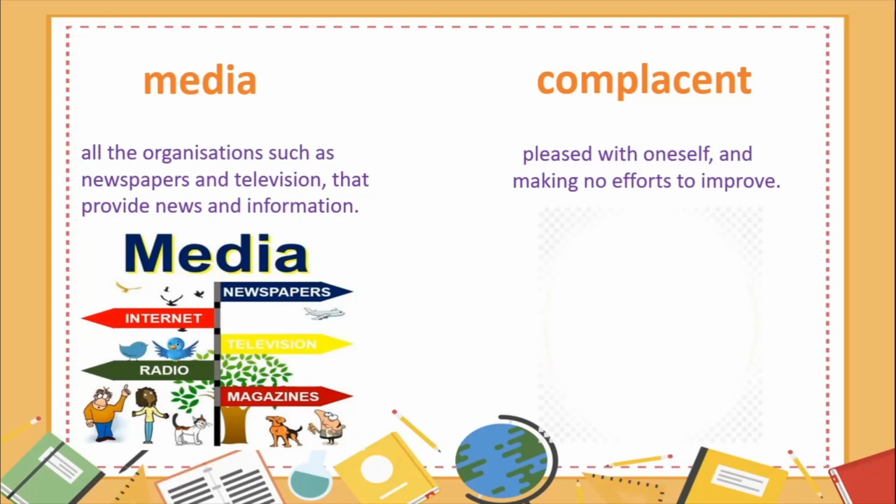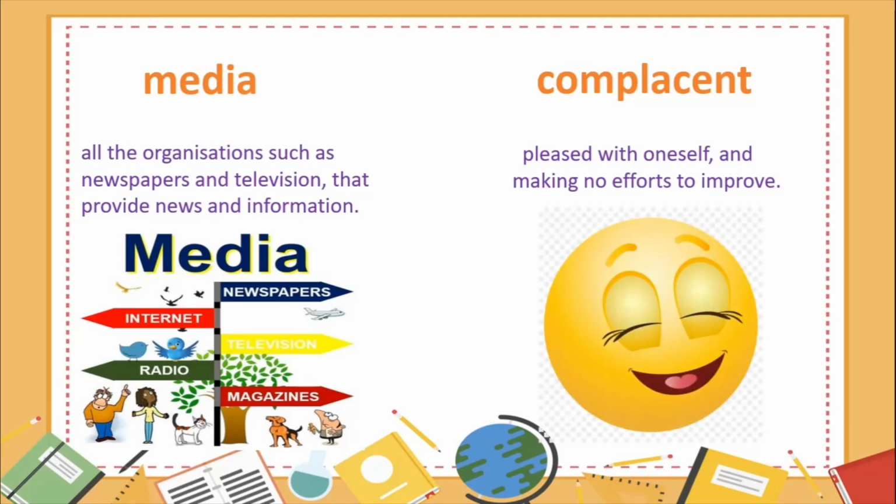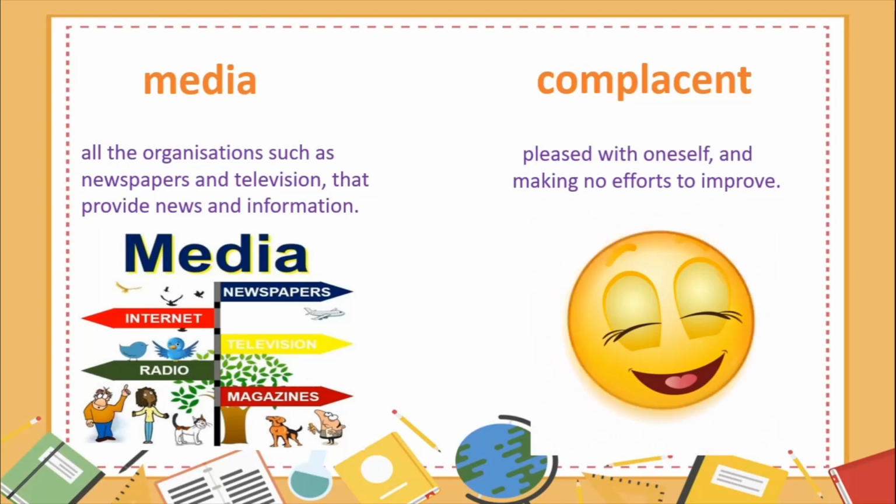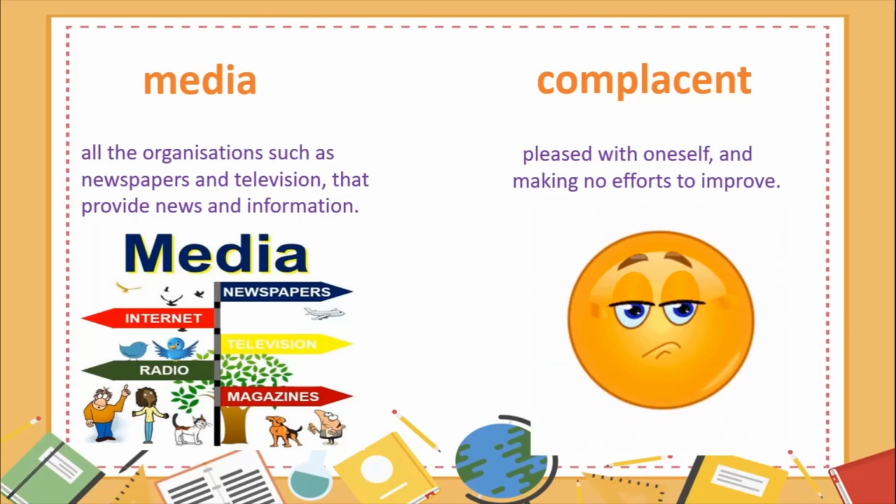So what is the meaning of complacent? Complacent means happy with what you are, and at the same time a little lazy to improve. Okay, a little lazy to do or to put in more hard work. Okay, a little lazy to put in more efforts. So that is the meaning of complacent.